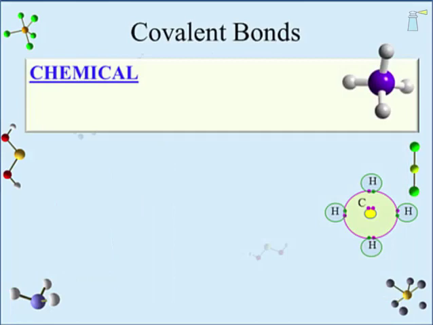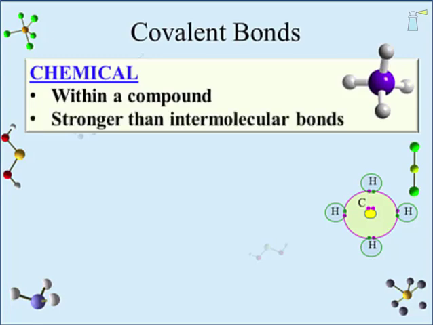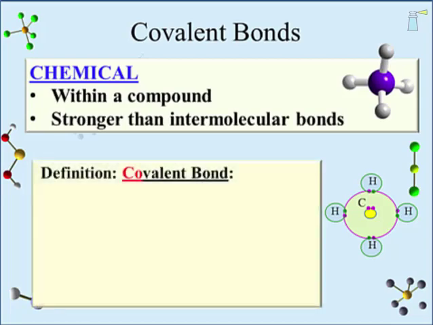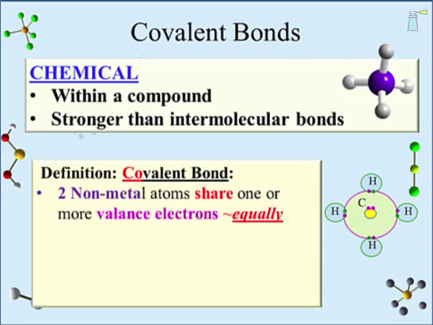The covalent bond is a form of bonding called the chemical bond. These bonds are within a compound, and they are stronger than intermolecular bonds, which are bonds between compounds. As for a definition, covalent bonds occur between 2 nonmetal atoms that share some of their valence electrons, and they do so more or less equally.